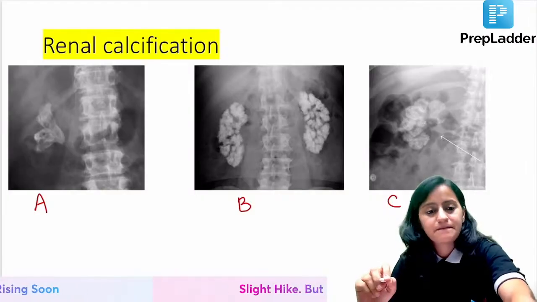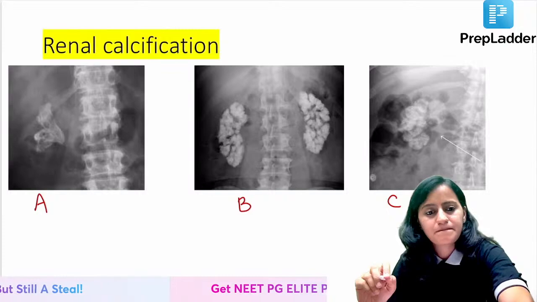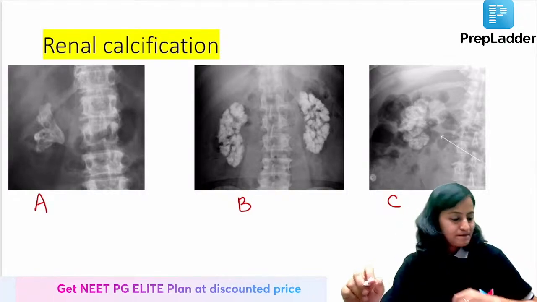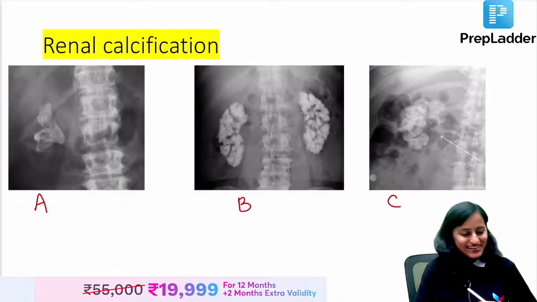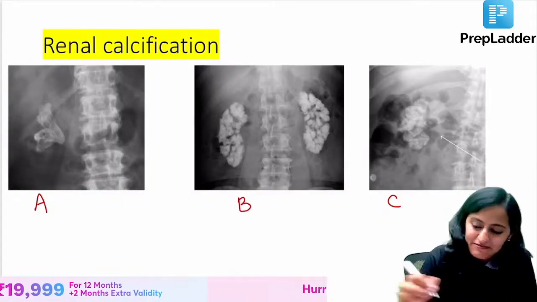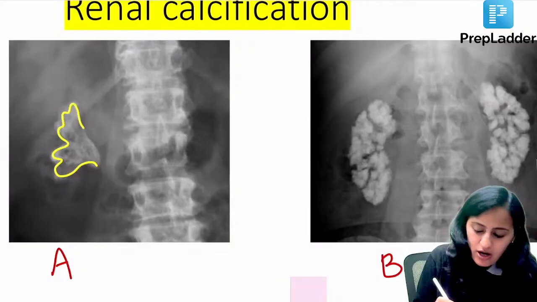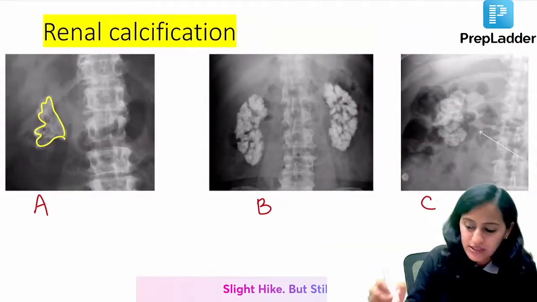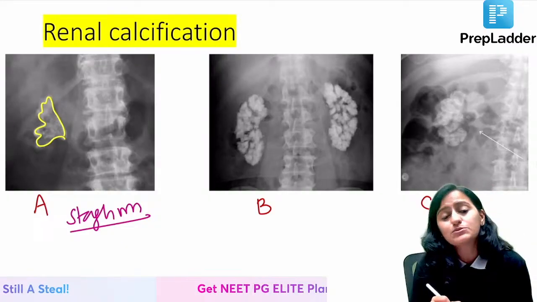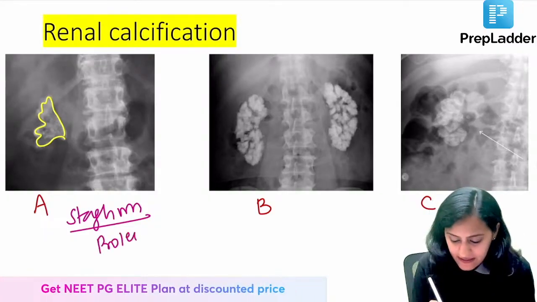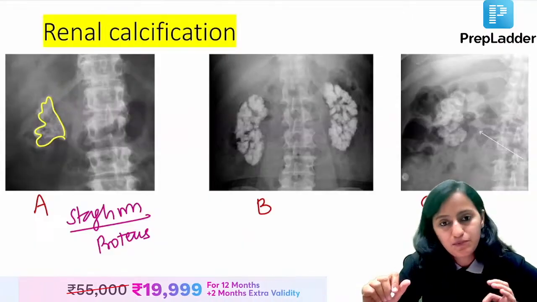Yes? Very good. A is staghorn. Very good. Deepak has got it all correct. A is the first one that you are seeing here. It is the staghorn appearance of the stone. This is staghorn calculus, which is generally associated with what infection? It is associated with Proteus. Okay, it is associated with Proteus.